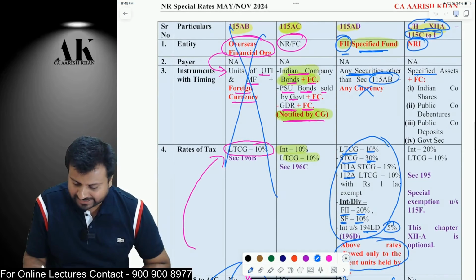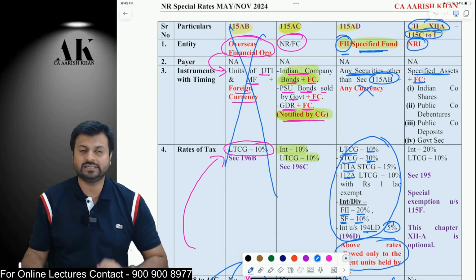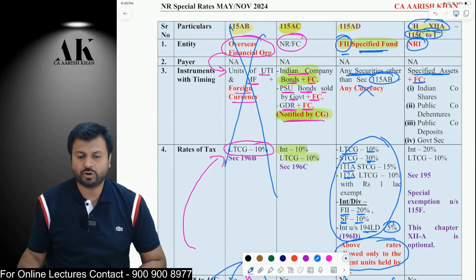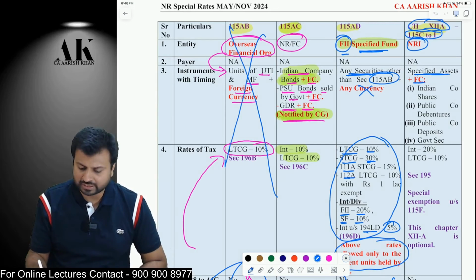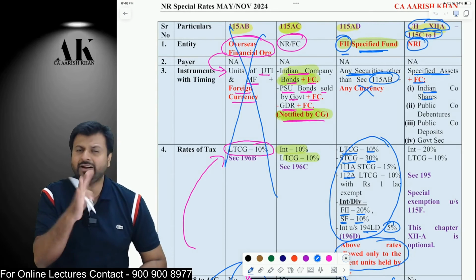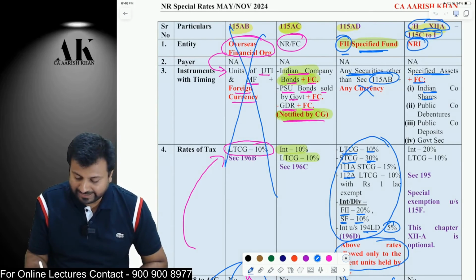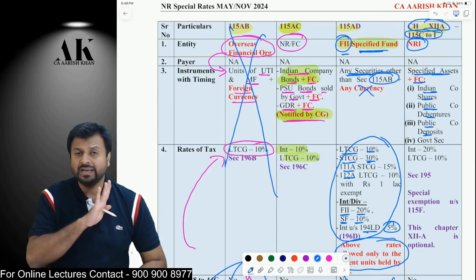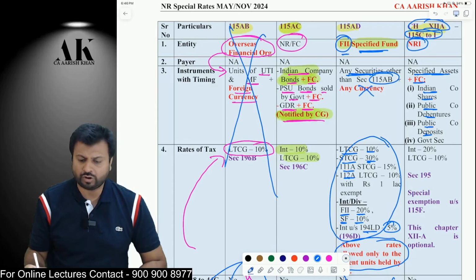Now, what are non-resident Indians supposed to buy? They are supposed to buy certain specified assets in foreign currency. They are supposed to mandatorily buy in foreign currency. Indian currency is not covered over here. There are 4 assets which are covered. Indian company shares, private or public, both are covered. But debentures and deposits have to be only of a public company. Debentures and deposits of a private company are not covered. Then government security is covered.